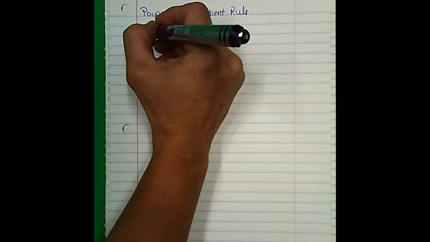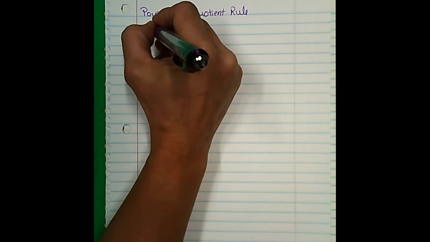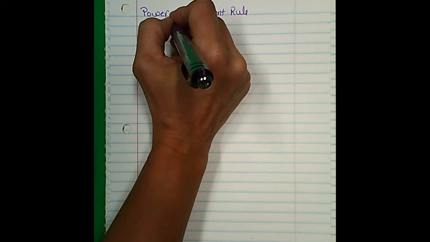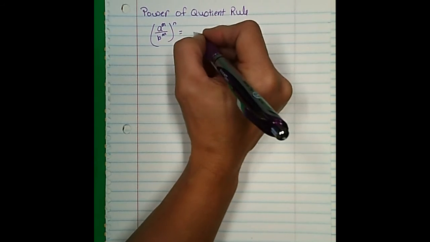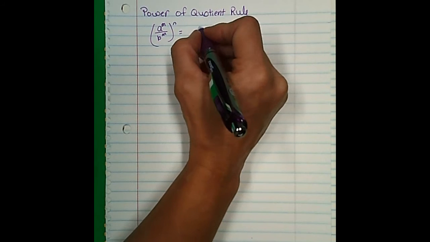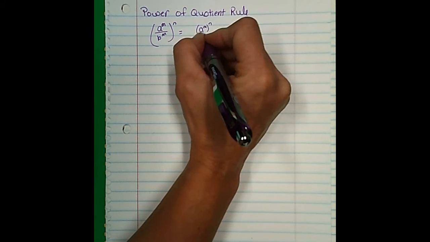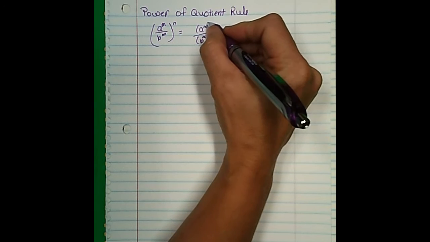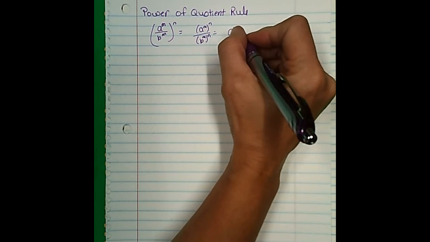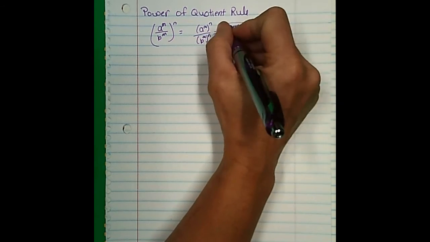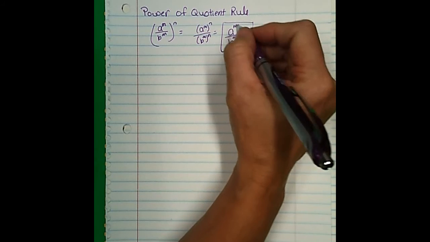So the power of a quotient rule says that we have a fraction going on. So say I have a to the m over b to the m, and I'm going to raise it to some power. I'm still going to distribute everything inside this parentheses to this power on the outside. And we're still going to follow the power raised to power rule. They multiply. So I have a raised to m times n over b raised to m times n. And I don't know the value of a and b, m and n here, so we are done.